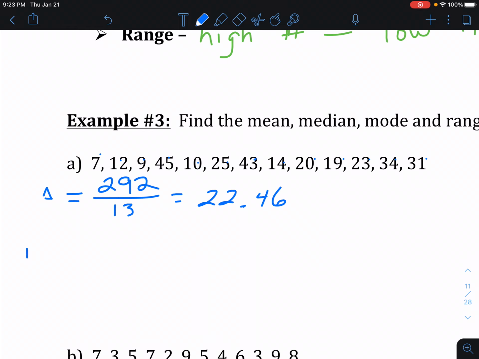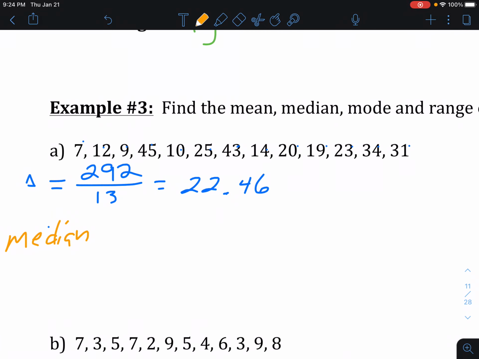Median is, actually I want to choose a different color. Median is, we got to put the numbers in order and then find the middle number. So bear with me here. These are not in numerical order. I like to cross them off as I go through. Hopefully you guys are writing these down as well.